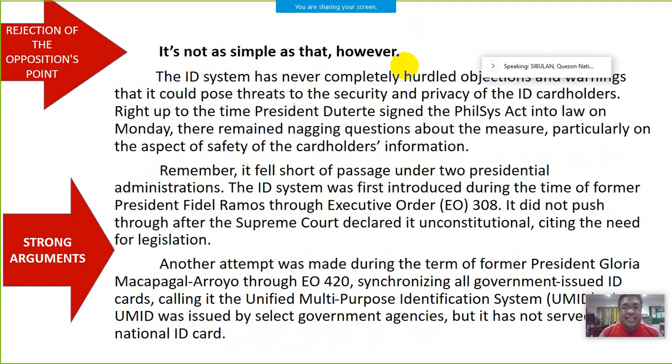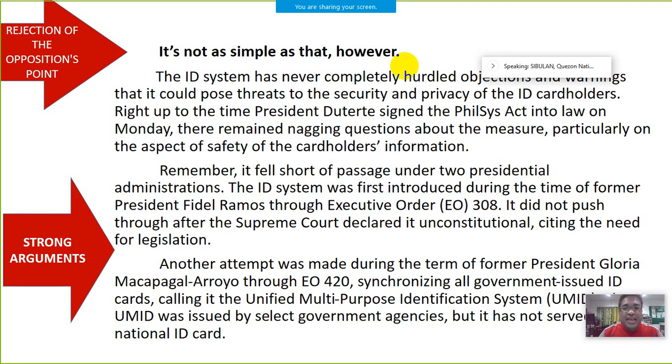So, it's highlighted: it's not as simple as that, however. So, that's how the point of the opposition is rejected. Then, after the rejection, we have to reason out. We have to give strong arguments why we rejected that point.